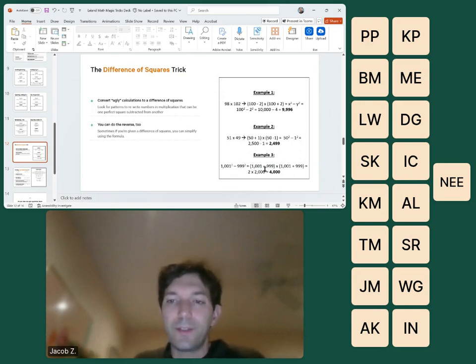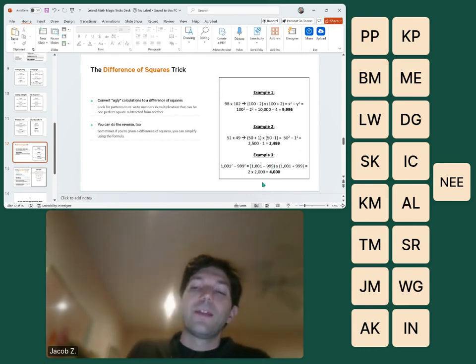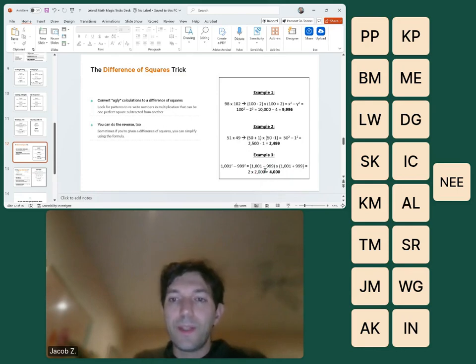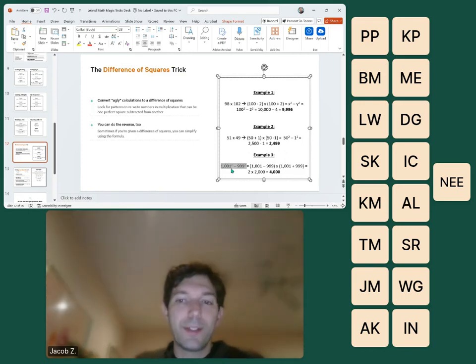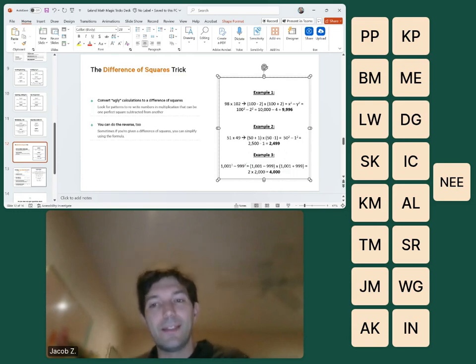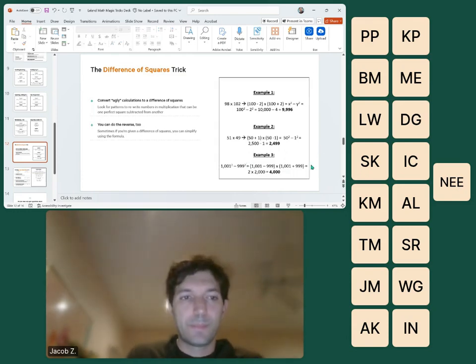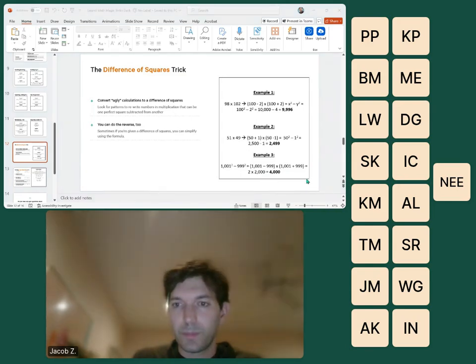So we write this as 1001 minus 999 times 1001 plus 999. That actually simplifies really nicely. 1001 minus 999 is just 2. 1001 plus 999 is 2000. So this ugly difference of squares thing is really just doing 2 times 2000, which is 4000, which is way easier than trying to write out 1001 squared, then writing out 999 squared, and then taking the difference of them. Good. Okay.